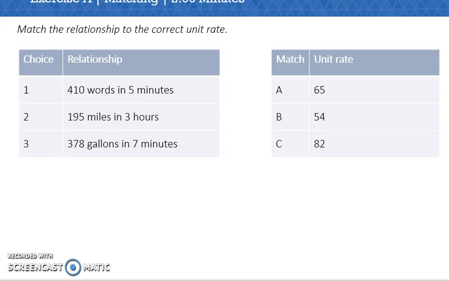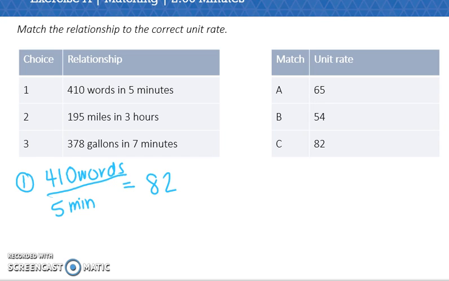So unit rate tells us how many times something is happening for every one occurrence. So, for instance, in this first choice, it says 410 words in 5 minutes. If I'm doing 410 words in 5 minutes, in order to find out how many words I do in 1 minute, I would take that 410 and divide it by 5 minutes. So, 410 divided by 5 is 82.